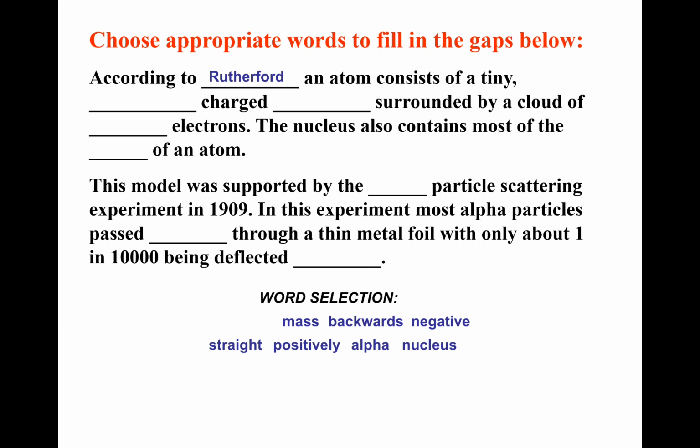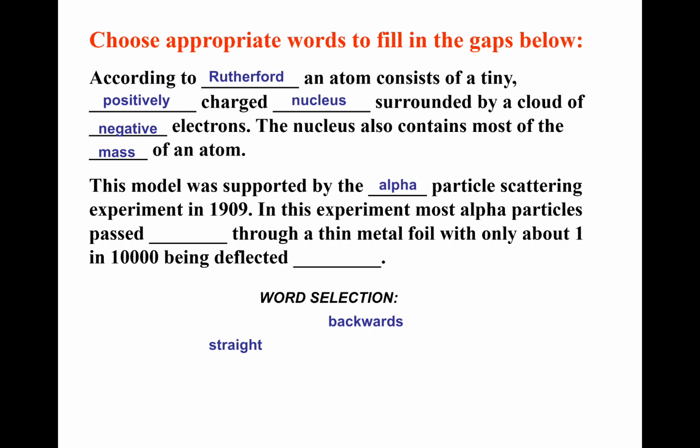So according to Rutherford, an atom consists of a tiny positively charged nucleus surrounded by a cloud of negative electrons. The nucleus also contains most of the mass of an atom. This model was supported in the alpha particle scattering experiment in 1909. In this experiment, most alpha particles pass straight through a thin metal foil, with only about 1 in 10,000 being deflected backwards. And I think I said earlier 1904. That's wrong, it is 1909.